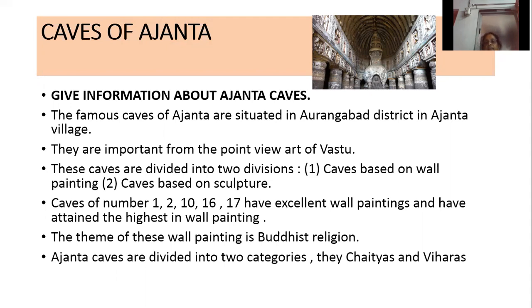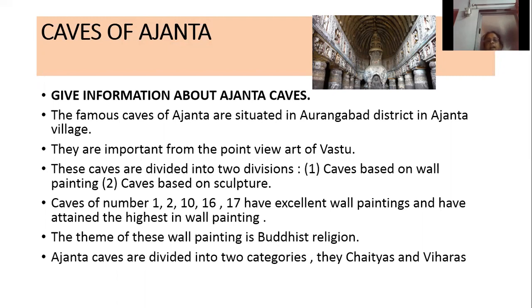So Ajanta caves are again divided into how many categories? Two categories, which are the Chaityas and Viharas. What are the Chaityas? Chaityas are the temple halls for Buddhist monks. Viharas are the monasteries where Buddhist monks used to live and study.